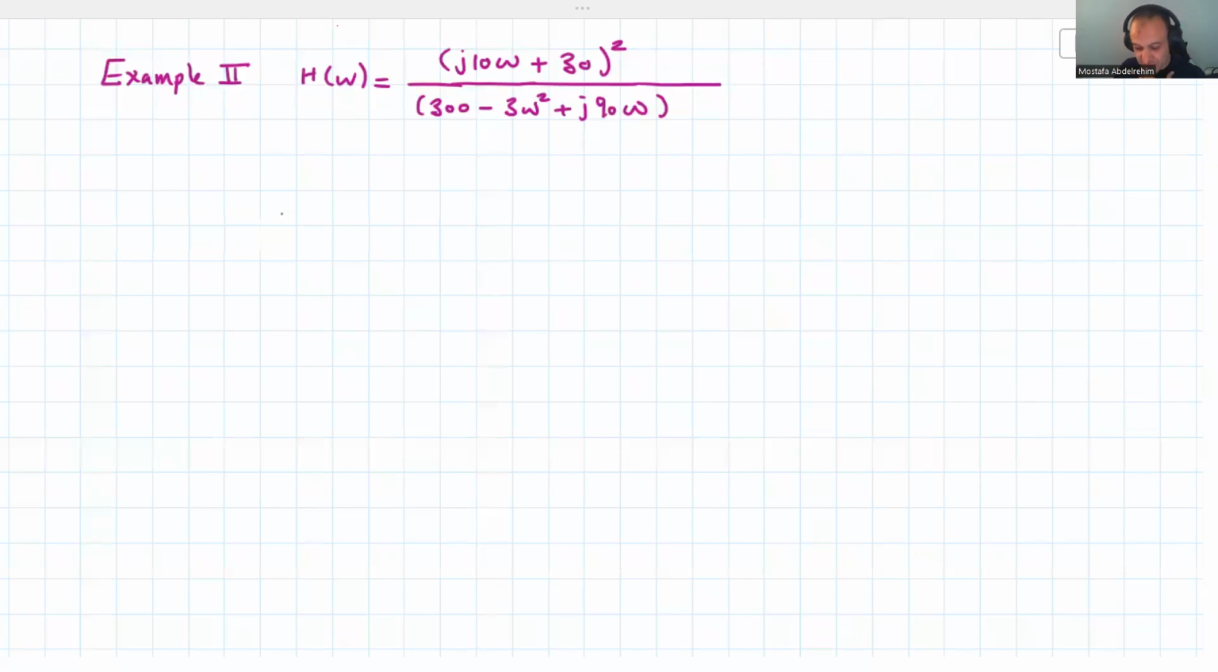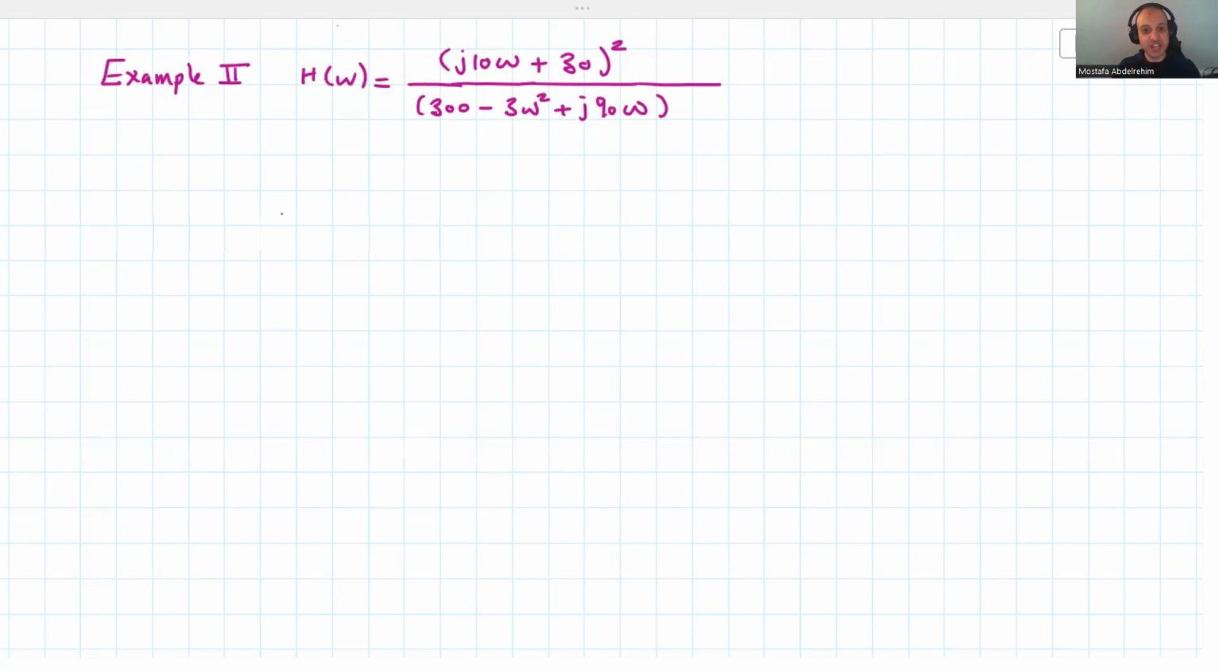Hello guys, in this video we're going to have another example on the quadratic pole or zero, or basically second order H of omega. That's a little bit sophisticated. That's why I called this video an ugly example on second order filters, or second order Bode plots. Okay. Let's see how to solve this.